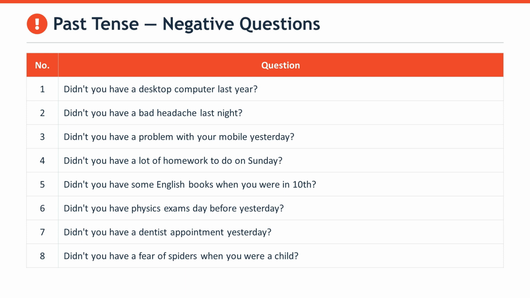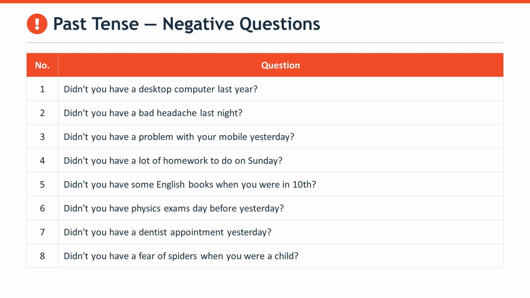Number 1. Didn't you have a desktop computer last year? Number 2. Didn't you have a bad headache last night? Number 3. Didn't you have a problem with your mobile yesterday? Number 4. Didn't you have a lot of homework to do on Sunday? Number 5. Didn't you have some English books when you were in 10th? Number 6. Didn't you have physics exams day before yesterday?